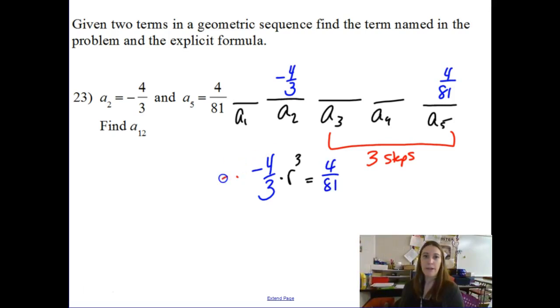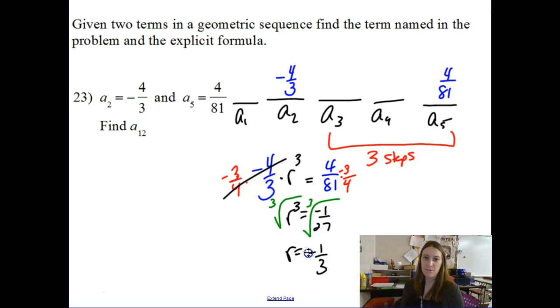I'm going to multiply by negative 3/4. Maybe. So these are gone. I have r to the third power equals, oh boy, negative 1/27. And then if I cube root that, it is negative. So my common ratio is negative 1/3. Again, if you don't believe me, test it out.